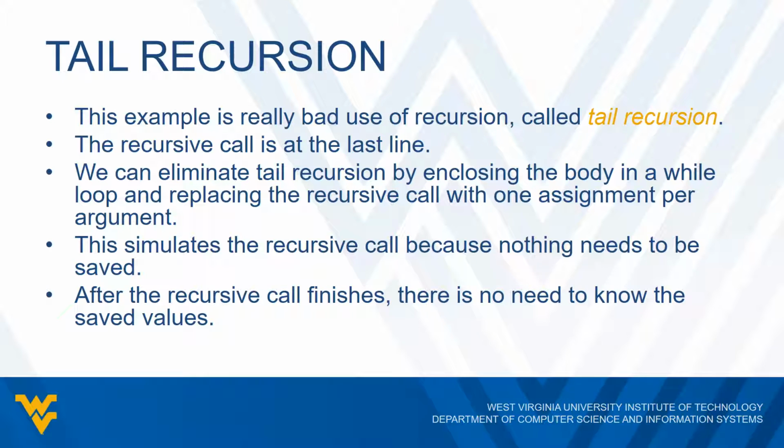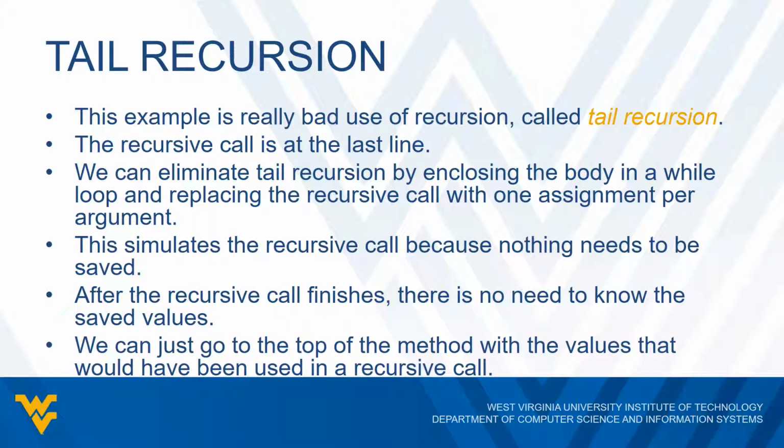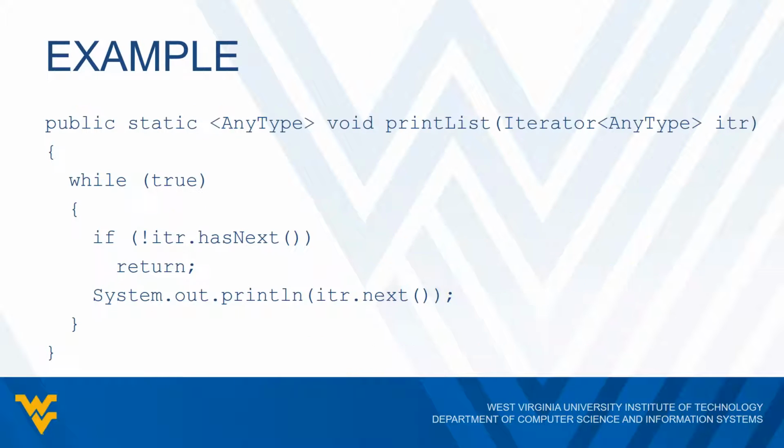And then whenever we were done with the call, well, we didn't need to know anything about the saved values, so there's no need to actually put anything on the stack, because when that method is done, the information that's on the stack isn't necessary. We don't need to save it because we're not going to use it again. So what we would do is we would just go back to the beginning of our loop and just pretty much repeat the same process as if it were a new recursive call.